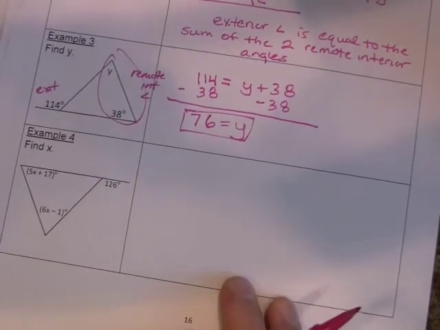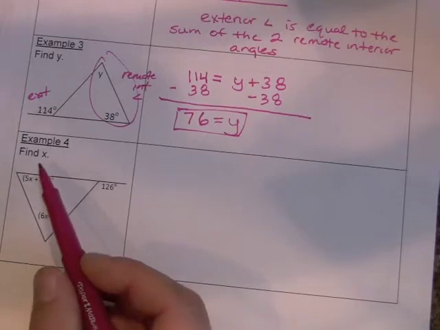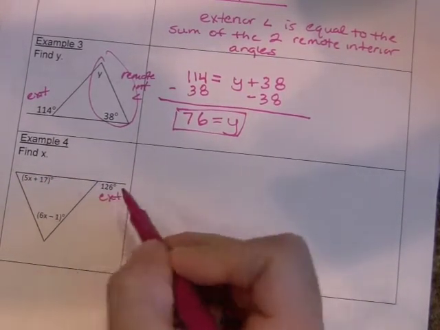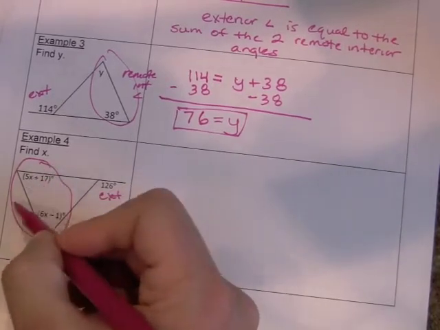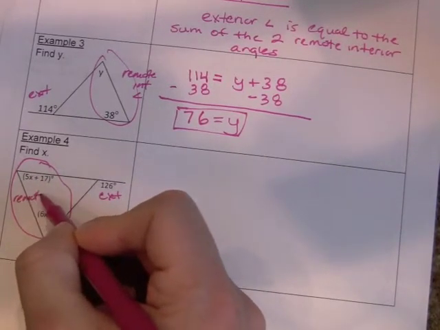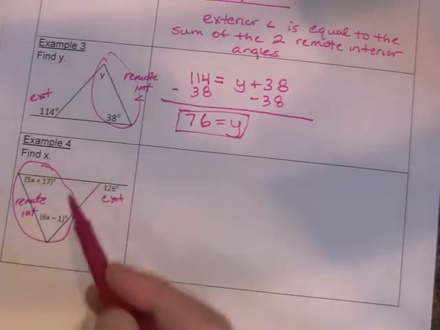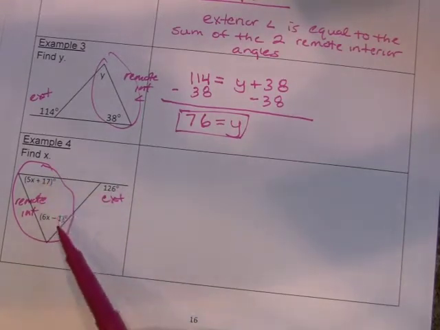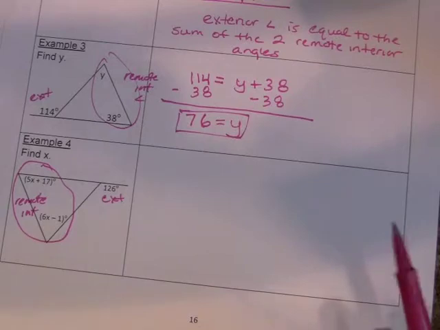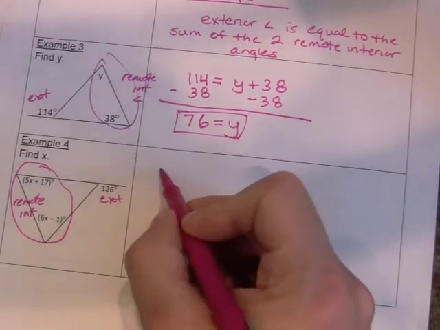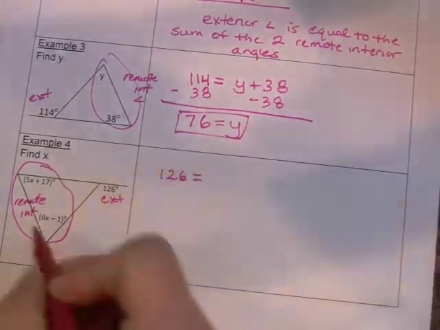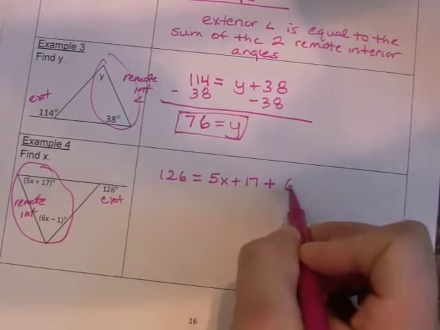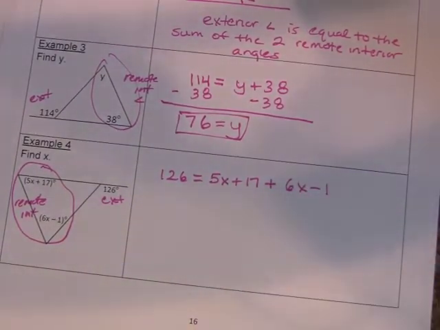So in example 4, we have to find x. So again, we have the exterior angle. We have the two remote interior angles. So we know the relationship is that the exterior angle will equal the sum of the two remote interior angles. So we're going to do that. So we're going to take again 126 and equal it to 5x plus 17 plus 6x minus 1.